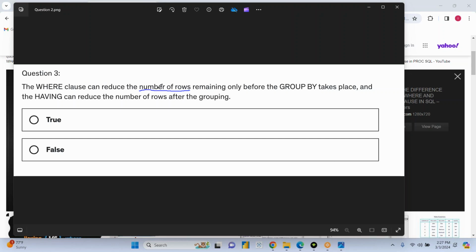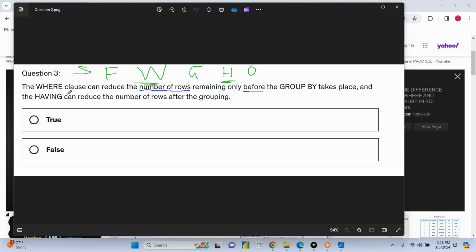The where clause can reduce the number of rows. The where clause is applied at the row level filtration. And of course, the where clause comes in before the group by. If you look at the written order of the SQL keywords, sweaty feet will give horrible orders. In that order, let's go with the green, for example. So we have sweaty feet will give horrible orders. This is our where clause right here. This is our having clause right here.